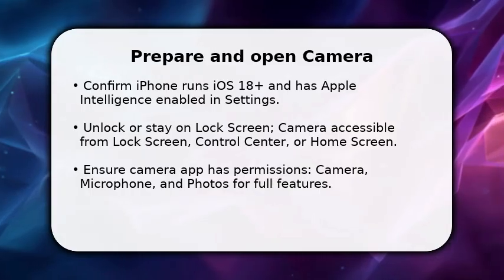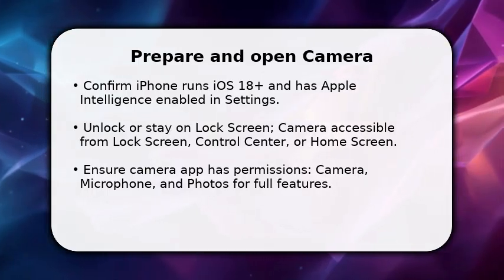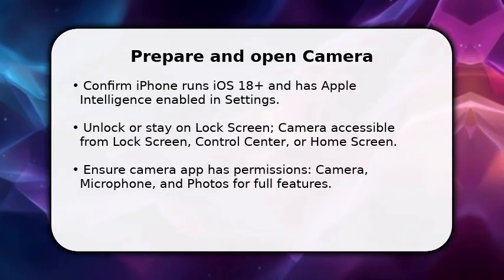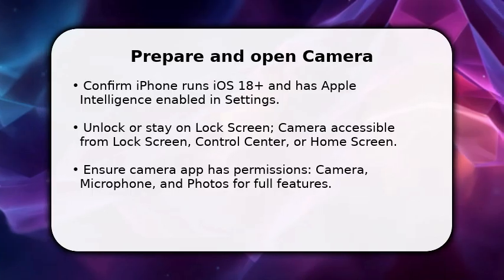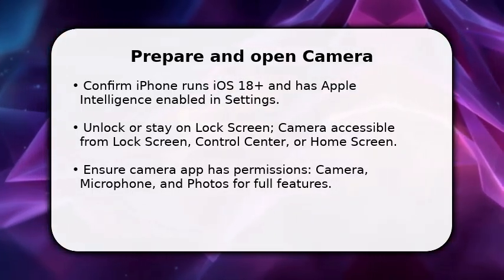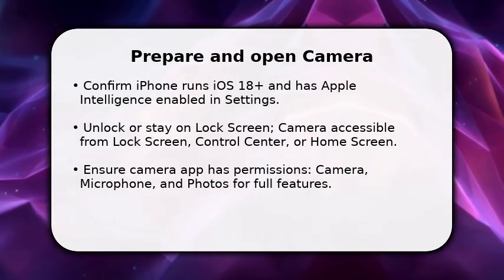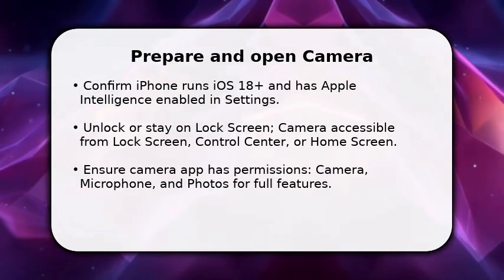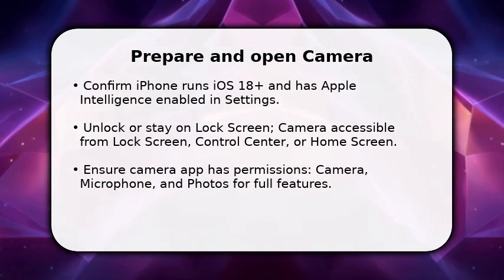You start by making sure your phone meets the basics. iOS 18 or later, and Apple Intelligence turned on in settings. Once done, access the camera immediately from the lock screen by swiping left or pull down Control Center and tap the camera icon. You can also open the camera app from the home screen. Make sure camera, microphone, and photos permissions are granted so Apple Intelligence can analyze scenes and save results. This gets you into the app and ready for the next steps.